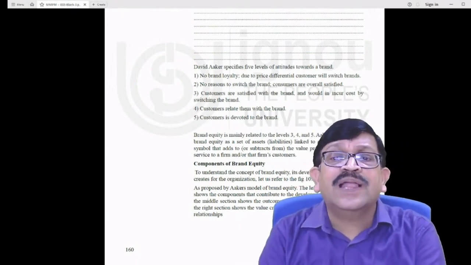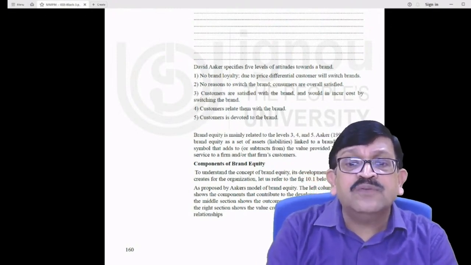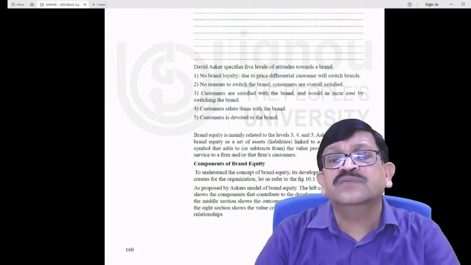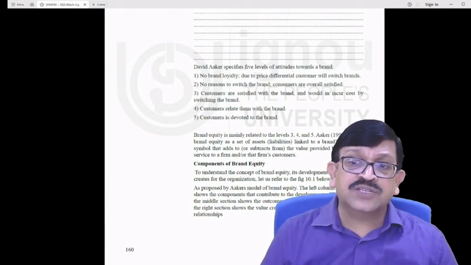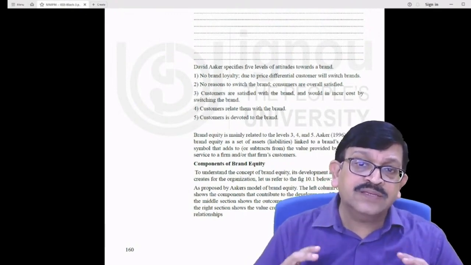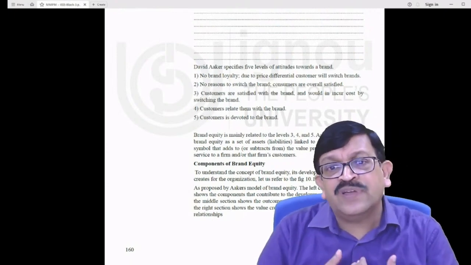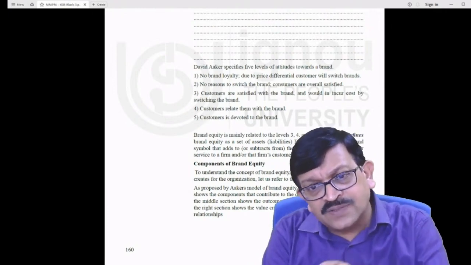If it's an asset, it will add to the value. And if it is a liability, it will just subtract the value that you give by providing a product or service to a firm and to the customers. And these are generally linked to what your brand is representing. So when you offer that brand, you obviously have an identity to it. So you have a set of assets which are linked to that brand.